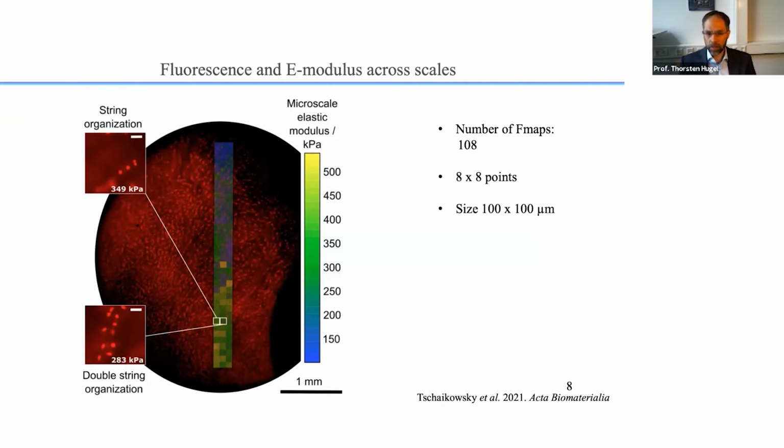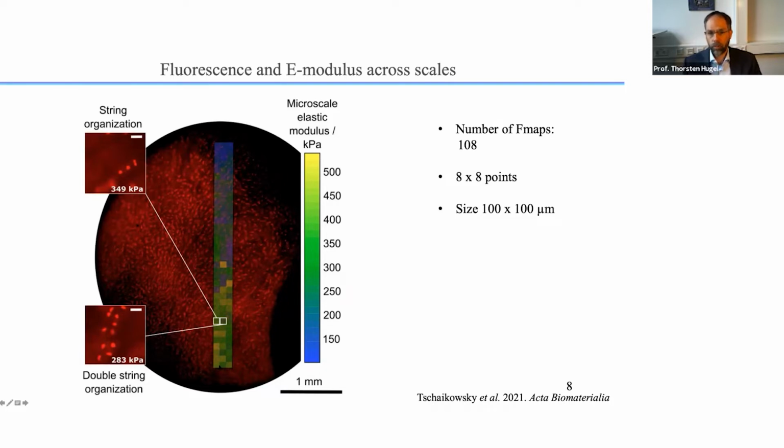But what comes in addition now is that we can connect the scales in one sample. This is a sample more than 2 millimeters in diameter. At the same time, you see the fluorescence, so you can zoom in. You see the fluorescence of the stained cells, in this case with propidium iodide. And you see the patterns, here a string, here a double string.